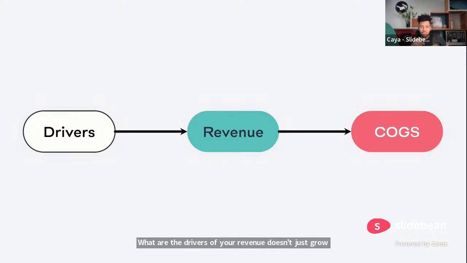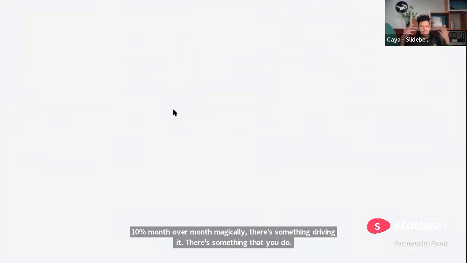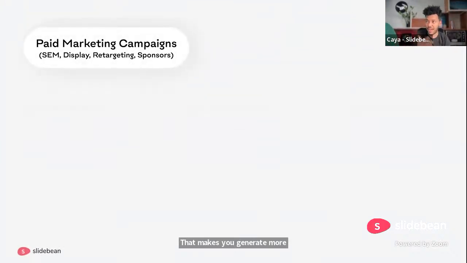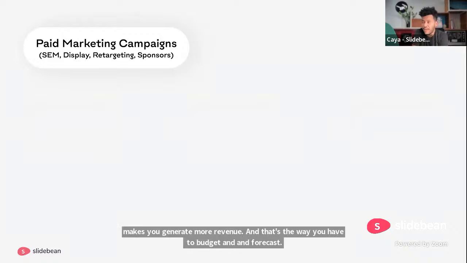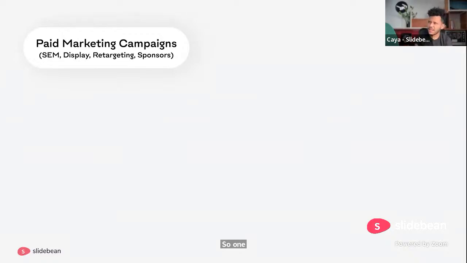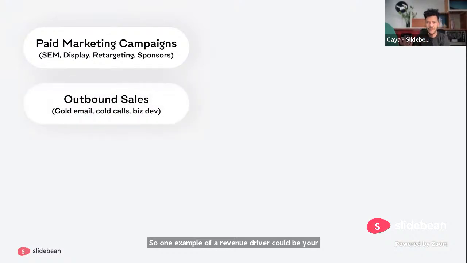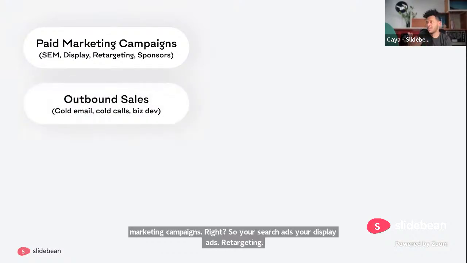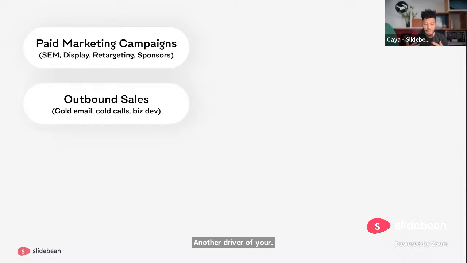There's something that you do that makes you generate more revenue. And that's the way you have to budget and forecast. So one example of a revenue driver could be your marketing campaigns, right? So your search ads, your display ads, retargeting. Another driver of your revenue could be your sales, right? So maybe you're a B2B platform, enterprise, you're doing business development, you're doing cold emails. That's what's driving your revenue.